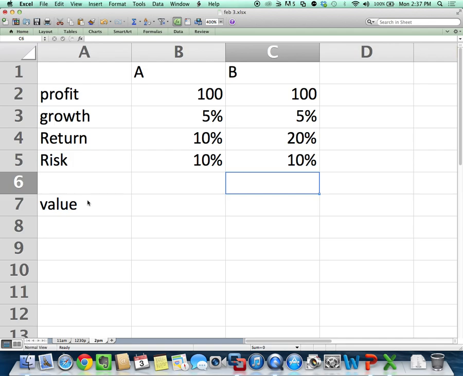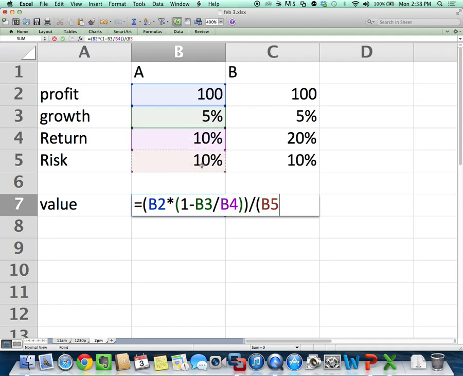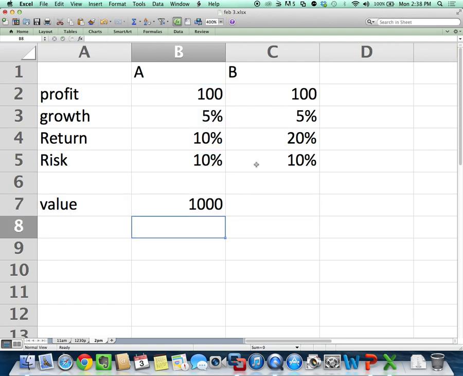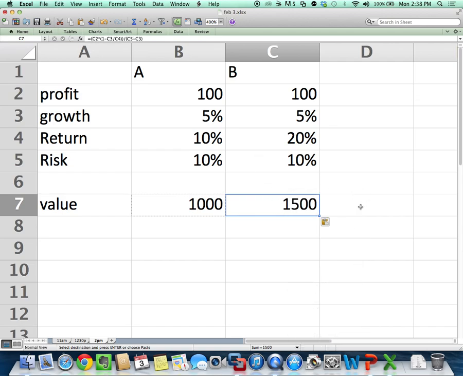So using the equation, value equals profit times 1 minus the growth divided by the return, divided by the cost of capital minus the growth rate. Company A would be worth $1 billion. And company B would be worth $1.5 billion. So what we're doing is we're quantifying it to say B is worth 50% more than A, for the same earnings and the same growth.